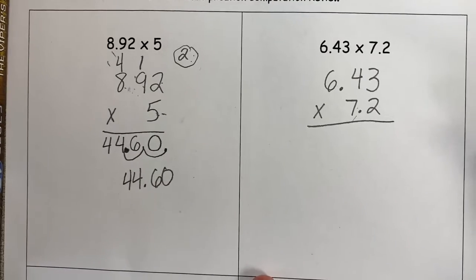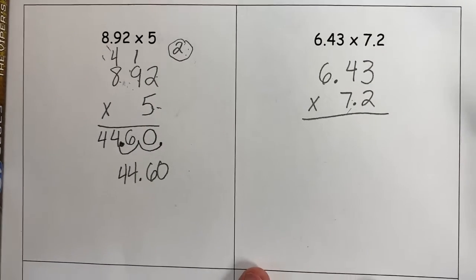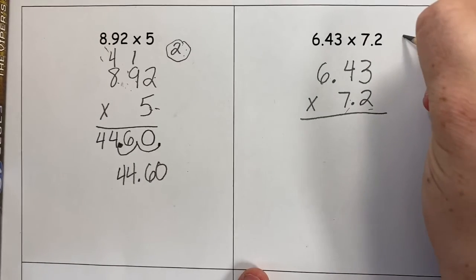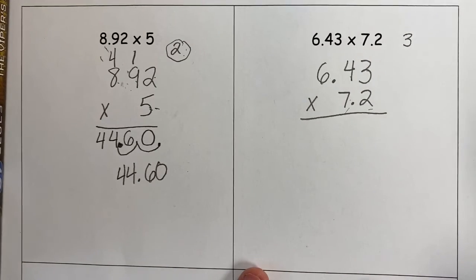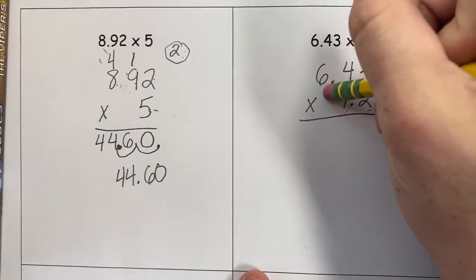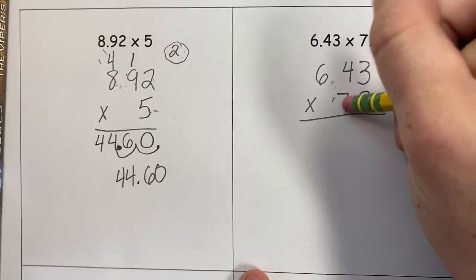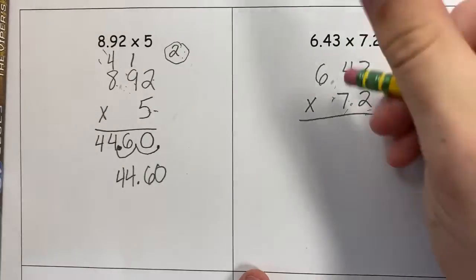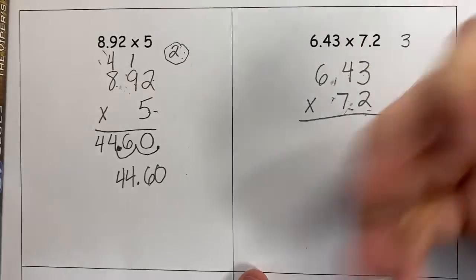Okay, so now my step 2 is always count how many numbers are behind the decimal. This time I count 1, 2, 3 numbers behind the decimal. Okay, then I'm going to erase my decimals. So I counted my 1, 2, 3 numbers behind decimals, and I'm going to erase them. And now I'm going to solve it normally.